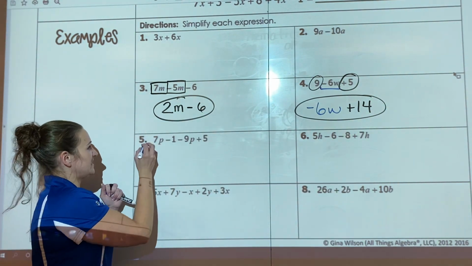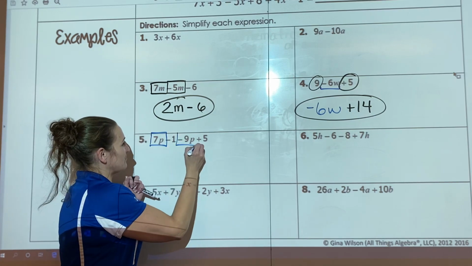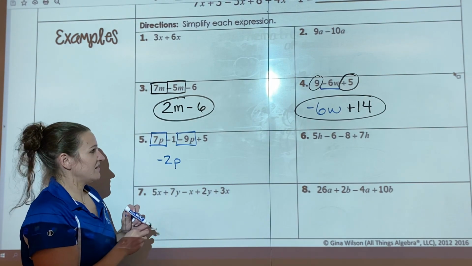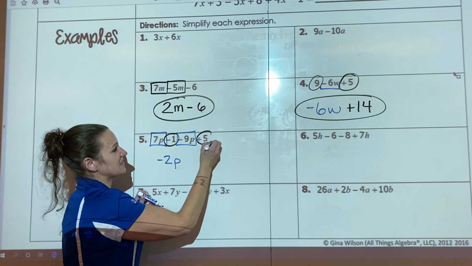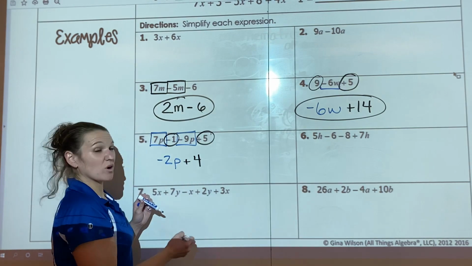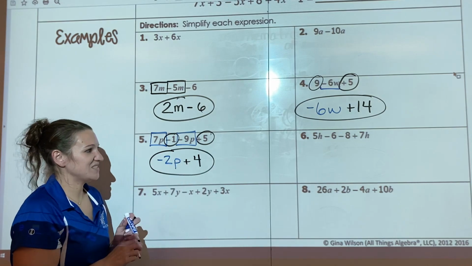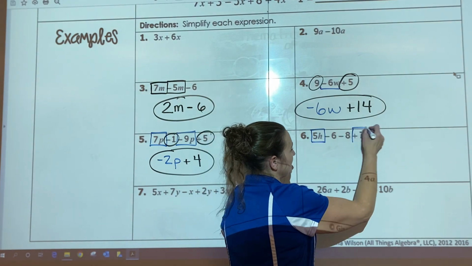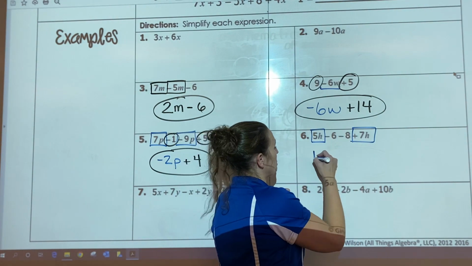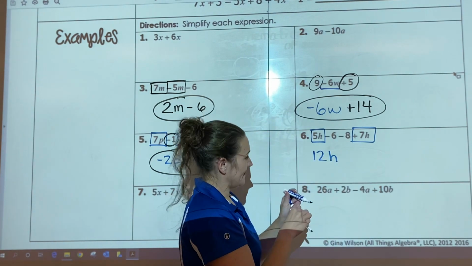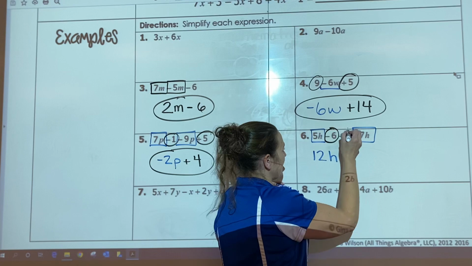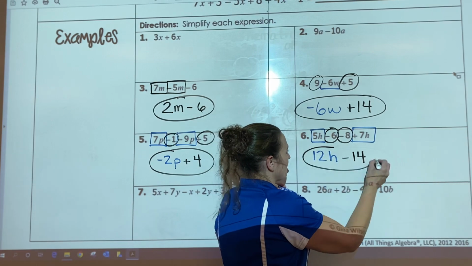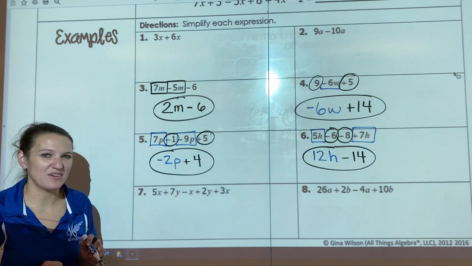Let's look at this one. We have 7p and negative 9p. So together, 7 minus 9 gives me negative 2, and I keep my p. Then I have negative 1 and positive 5, which together give me a positive 4. All set. Over here, 5h, positive 7h. Together are going to give me positive 12h. Next, my other two terms are negative 6 and negative 8, which together, when you add those together, give me a negative 14. Doing pretty well so far.